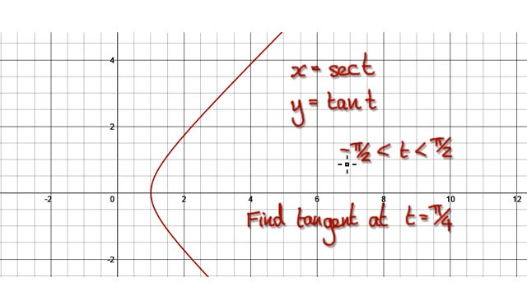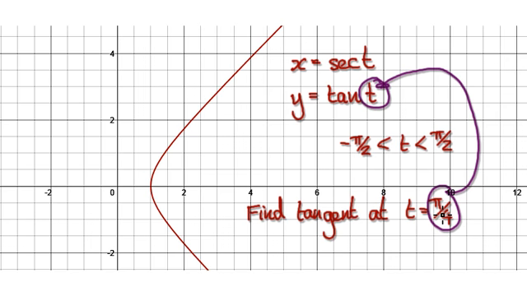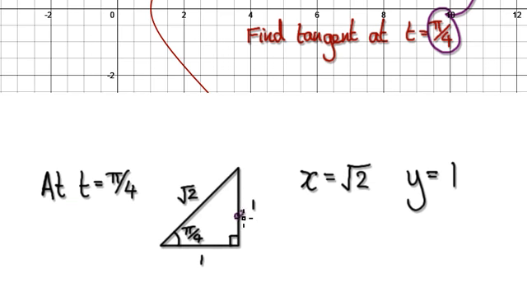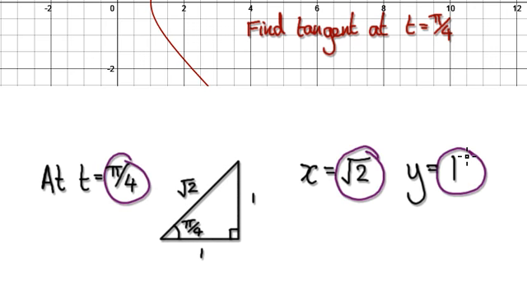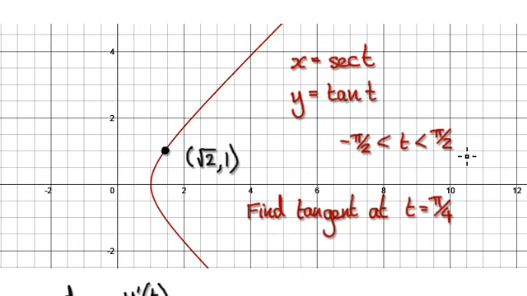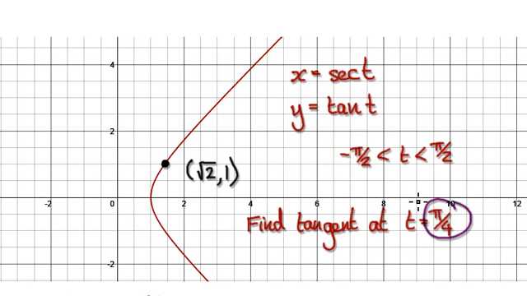To find the y coordinate at time equals pi over 4, we put it into here. So tan of pi over 4, where pi over 4 is this. Tan will be 1. So at time equals pi over 4, the x coordinate will be root 2 and the y coordinate will be 1. So at time equals pi over 4, the particle will be right at this point here.